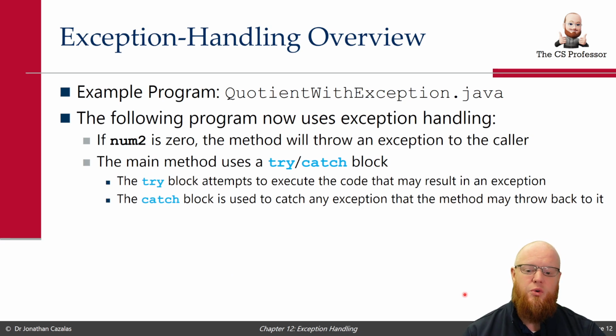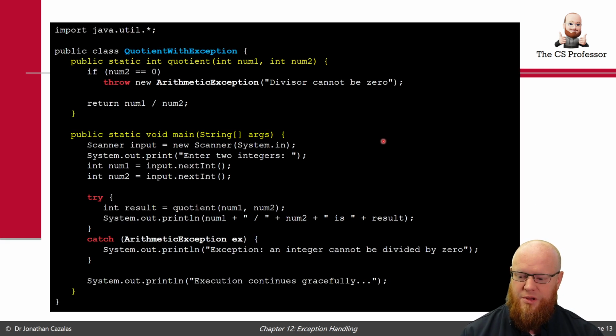So the following program now uses exception handling. If num2 is 0, the method will throw an exception to the caller, and that main method uses what is known as a try-catch block. The try portion attempts to execute certain code, which may result in an exception, and then the catch portion of the code is only used if the method throws an exception that needs to be caught. That catch portion of the code will then catch that exception and will take an appropriate action.